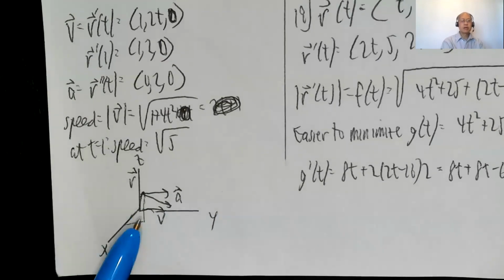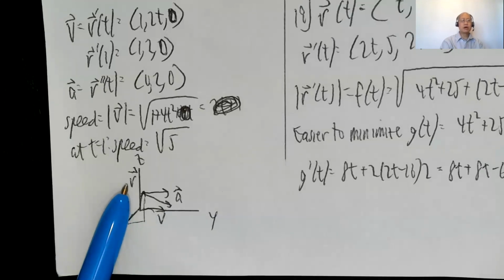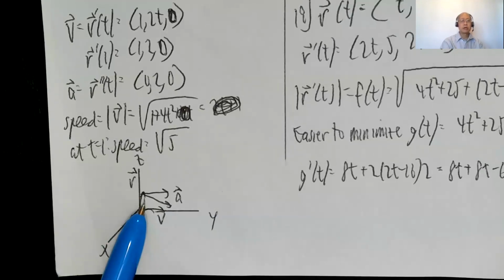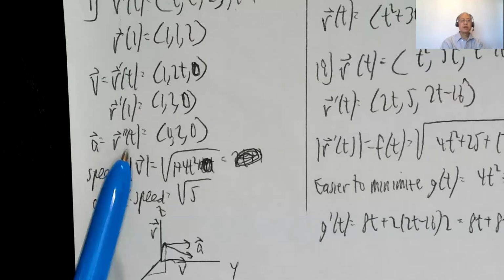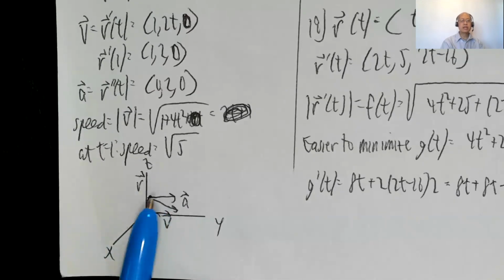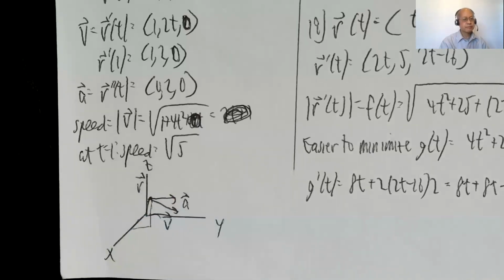And here's a little picture, first octant view. Okay, so remember the position vector r always emanates from the origin. Velocity vector was 1, 2, 0, looks like that. Acceleration vector is 0, 2, 0, pulling that direction.